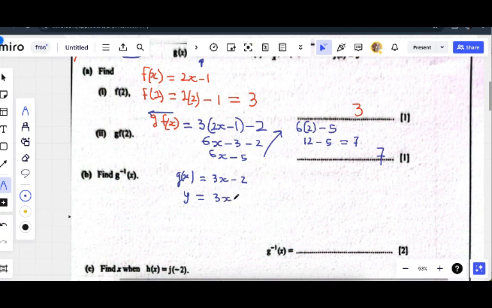The next step, there are steps. The first step is to let y equal to g of x. The next step is to interchange position. We want to swap position. You see this x, I put it here, this y, I put it here, interchange. So the next thing we do is what we call interchange x and y.